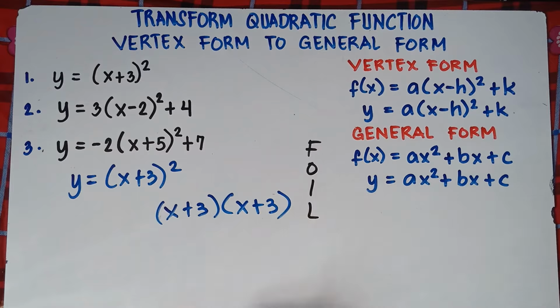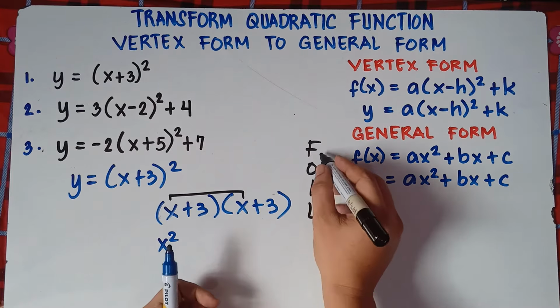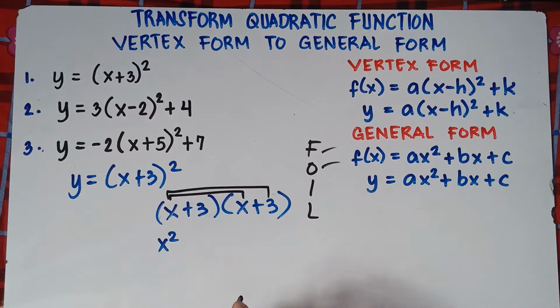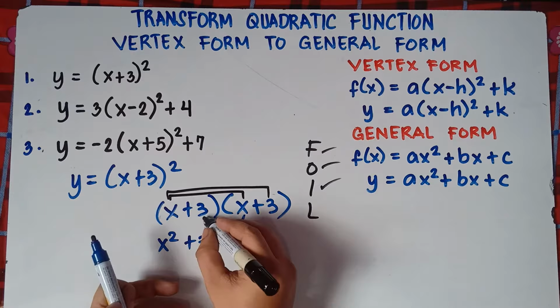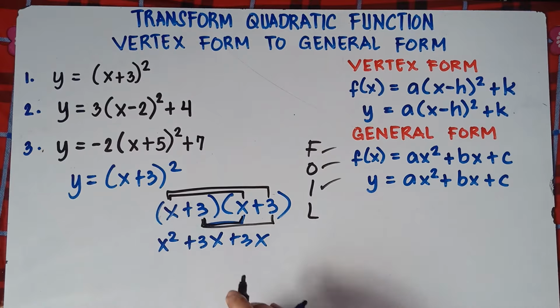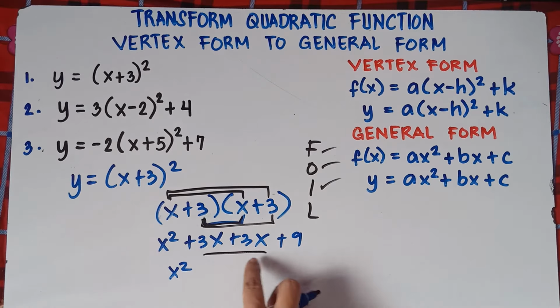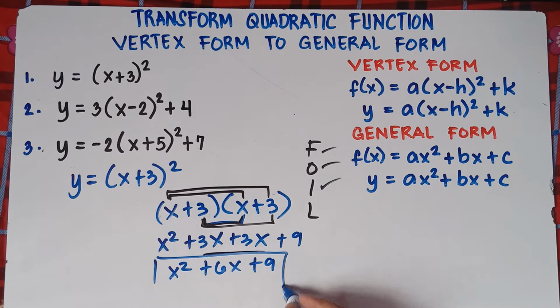First, outer, inner, last. First, x times x is x squared. Outer, x times 3, that's positive 3x. Inner, 3 times x, that's positive 3x. And last, positive 3 times positive 3, that's positive 9. Then you combine like terms, class. So this will be x squared, 3x plus 3x is plus 6x, then copy plus 9. That's the answer for this equation.